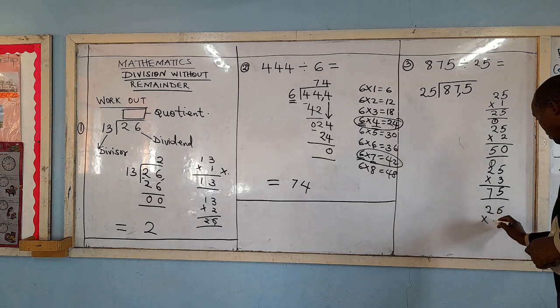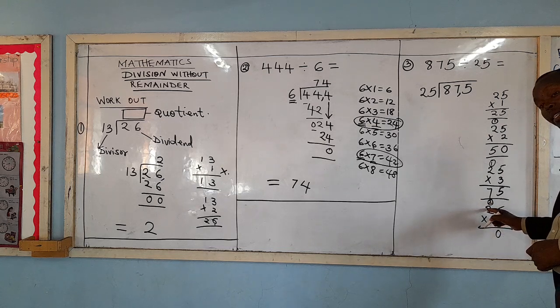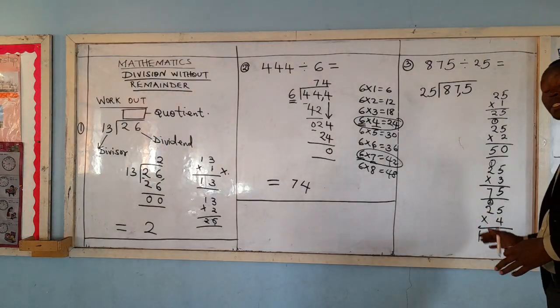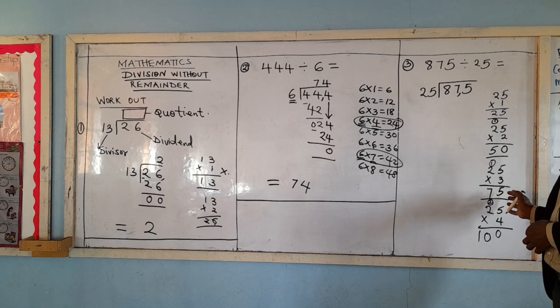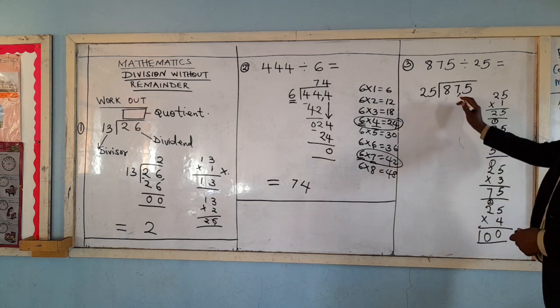25 times 4. 4 times 5, it gives us a 20. So we write a 0, we carry 2. And 4 times 2 gives us 8. Plus the 2 we carried gives us 10. So that is 100. Remember, we are not looking for 100. We are only looking for 87.